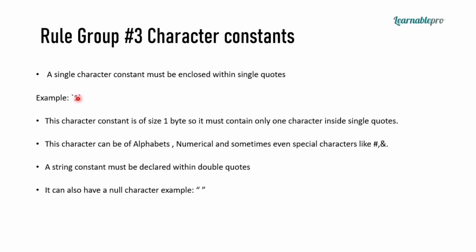Now, rule number 4 to declare a character constant is a string constant must be declared within double quotes. Just like a single character constant is declared with a single quote, a string constant must be declared within double quotes. So you can see here an example, a null character which has nothing inside, but it is declared inside double quotes. So this can be the best example, or a valid example, of a string constant. So these are some basic rules to declare a character constant.